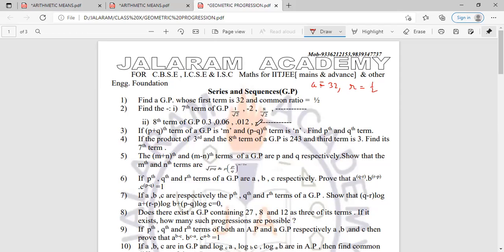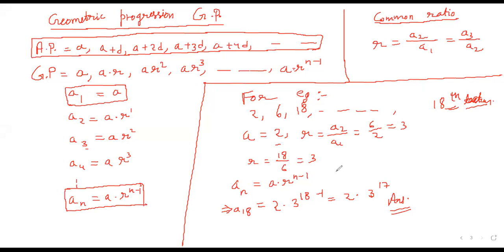And we know that a GP is given by a, ar, ar square, ar cube and so on. So we will use that property to find the terms. It is given in the question that A equals 32 and R equals half.